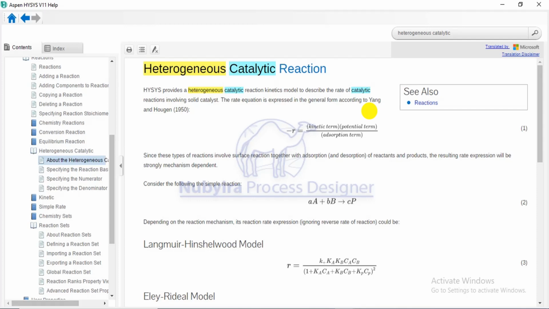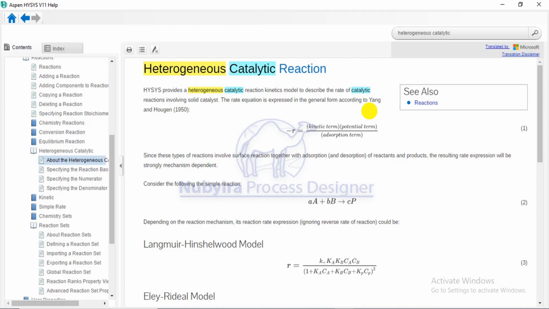I am Udom Philemon of Nubira Process Designer, and in this lecture I'll be introducing to you what the heterogeneous catalytic model is and how it works. I'll start with a brief explanation of this model. This model is used in cases where you have reactions that involve catalysts that are not in the same phase as the reactants involved in the process. So that's where this heterogeneous catalytic model comes in.